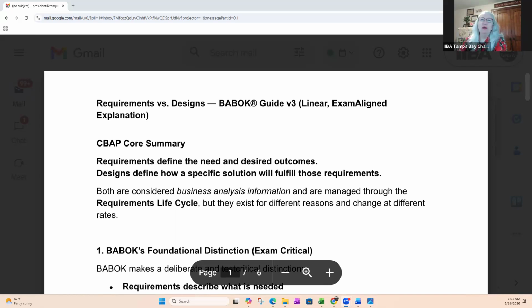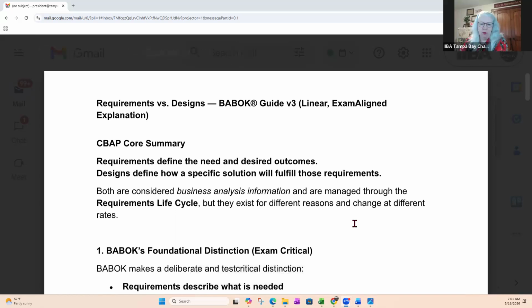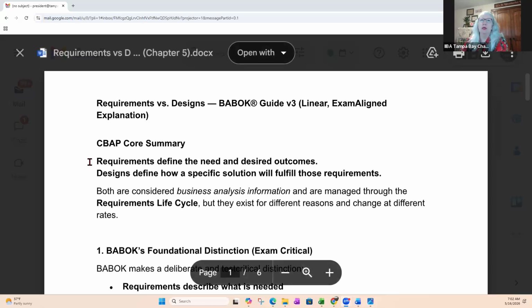We're going to open up with the difference between requirements and designs. This is a document I put together so that we could have it as a resource, but we've never really walked through it, and I want to be sure you have this information. Both requirements and designs are important, and they're used sometimes interchangeably, but we'll get into that. Let me just start reading.